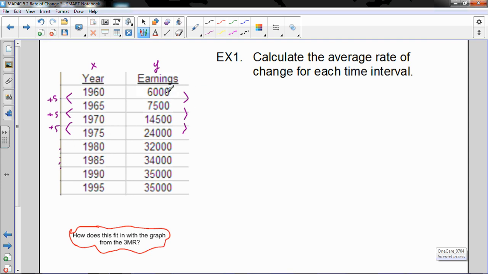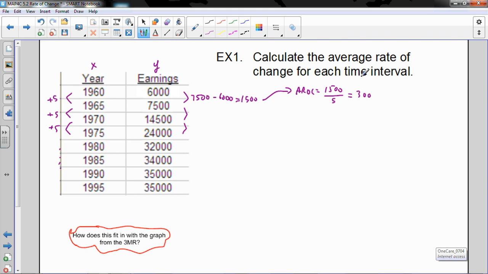Here, the change in y, how much is it going up? That's not as easy to see. And if I can't remember how to calculate rise and can't see how much that goes up by, it's y2 minus y1 in a table. I can just do that, and that's 7,500 minus 6,000, which is 1,500. So then the average rate of change for this one is change in y over change in x, or rise over run, 1,500 over 5, and that is about 300.